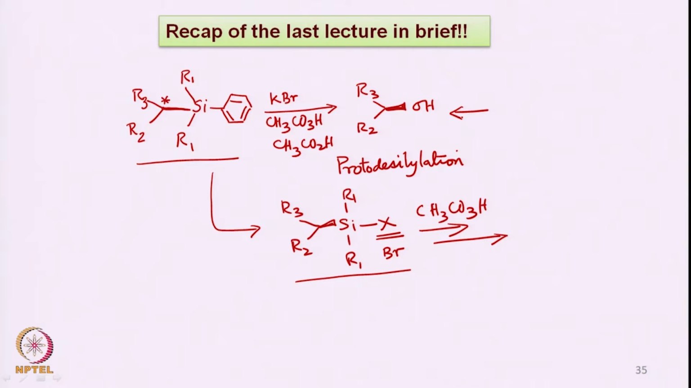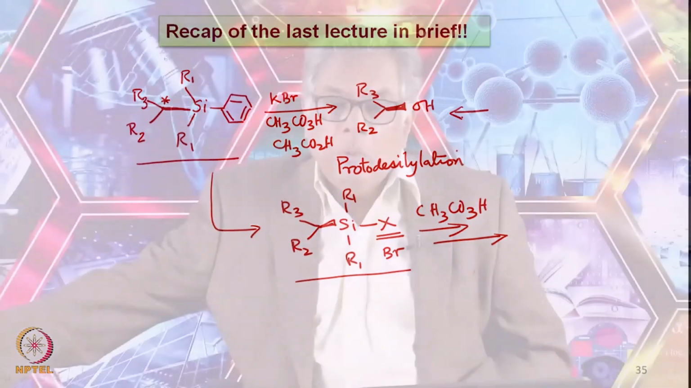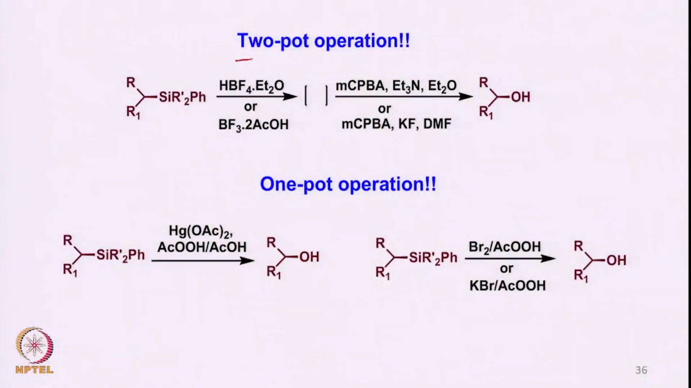So, we will see now how this two step process can also be done in a slightly different way, and how modifications have been made to get a one step or one pot operation. This two pot operation which I showed, where a substrate of this kind was reacted with potassium bromide and peracetic acid.